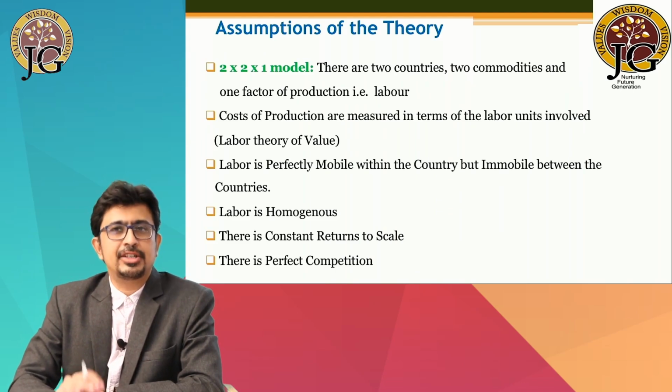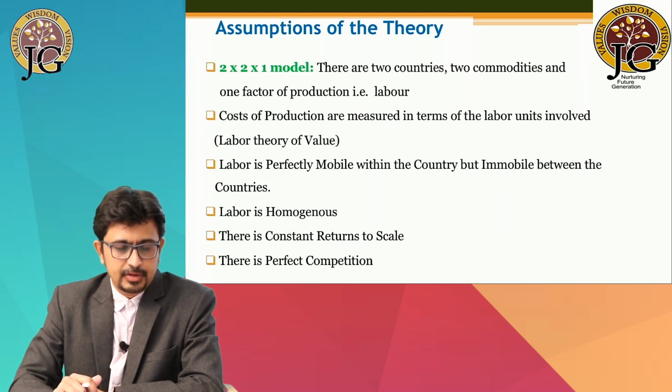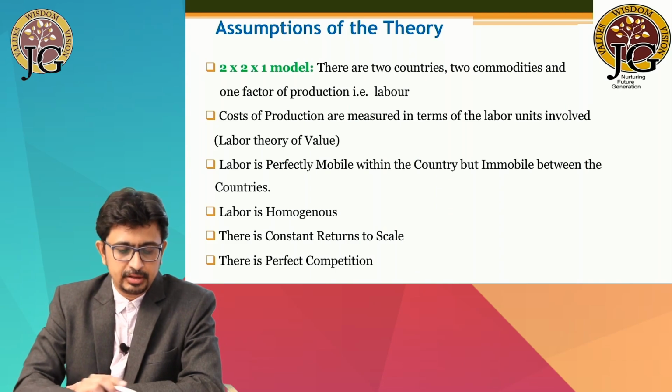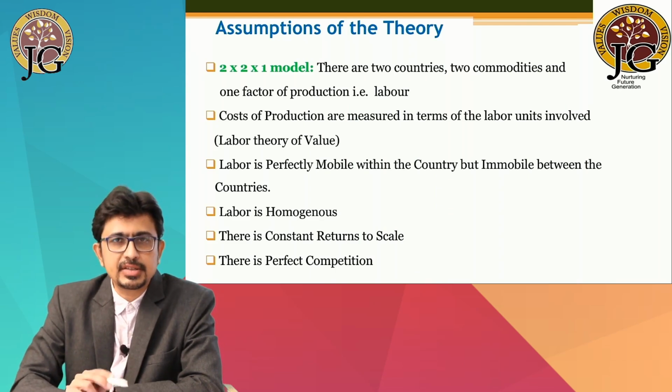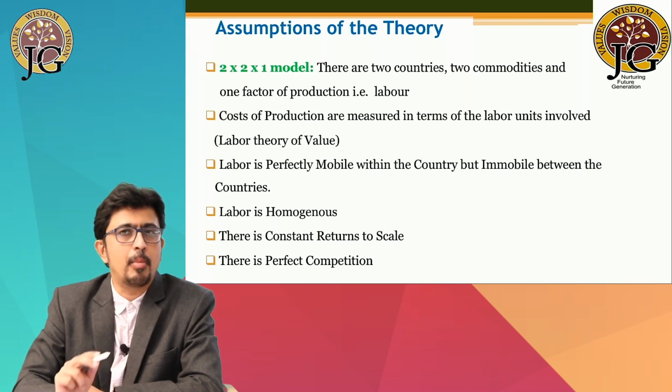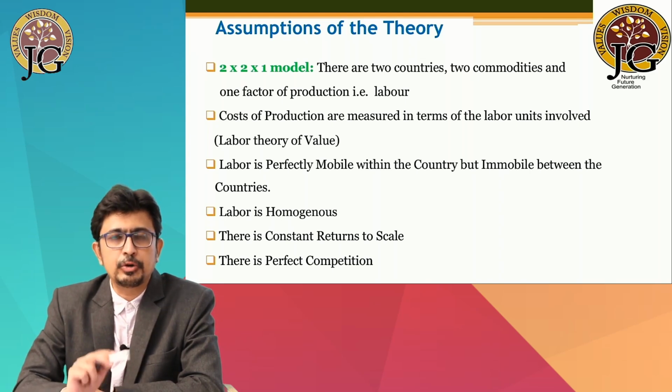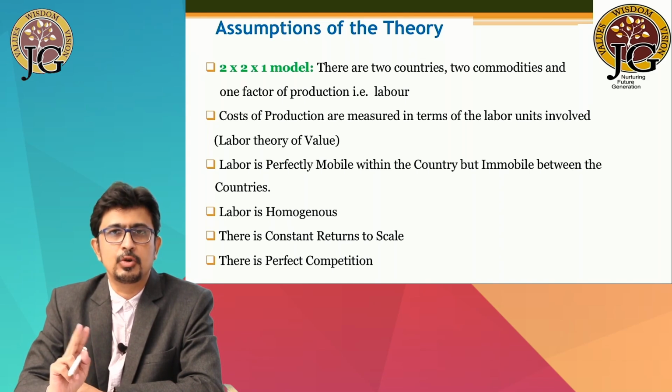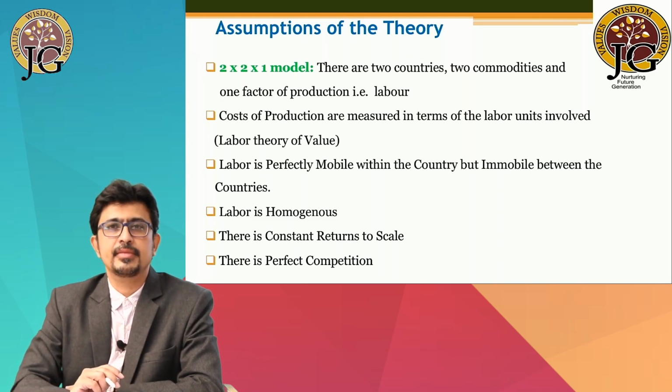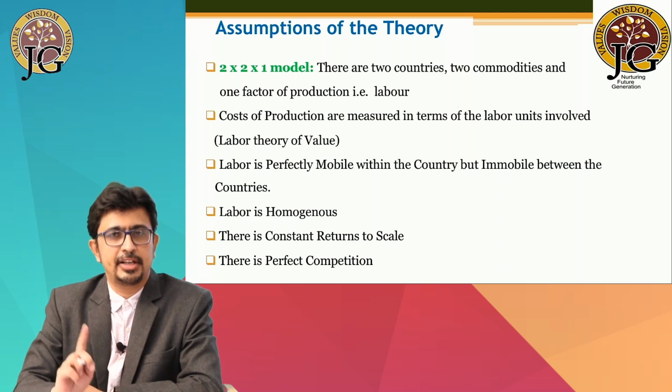Number 2, we have assumptions of this theory. Now there are 6 assumptions we have taken. Number 1, this is a 2 into 2 into 1 model. Now 2 into 2 into 1 model basically means that there are 2 countries, country A and country B. There are 2 goods, good X and good Y, and there is one factor of production, that is labor.